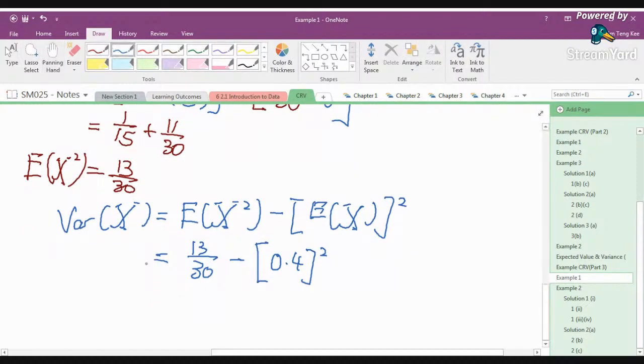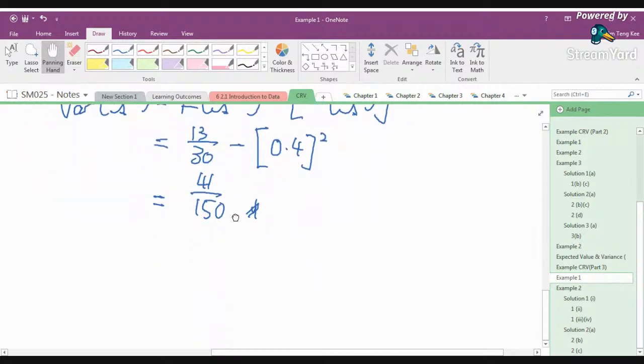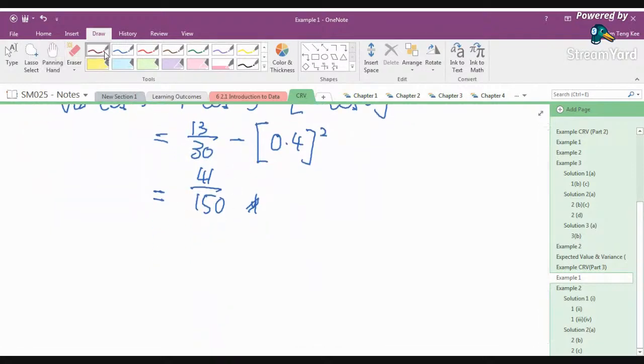And the answer, we keep it in fraction form, 41 over 150. You're not recommended to keep it in decimal. If the decimal is not an exact value, if it is something that you need to round off, you're not recommended to keep that. Instead, we keep it in fraction because this answer will be more accurate.